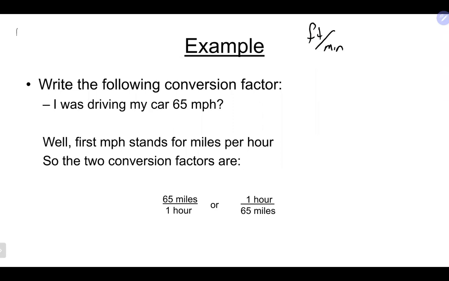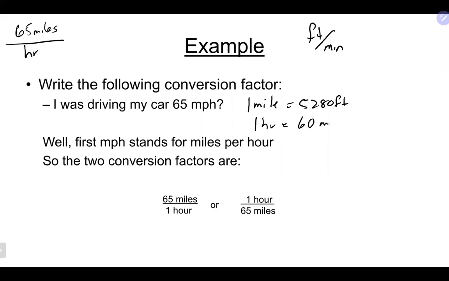So we're starting with 65 miles per hour. And it's basically 1 hour. So up on top, we need to change miles to feet. And we just saw a conversion that would allow us to do that. 1 mile is 5,280 feet. And we also need to convert the bottom from hours to minutes. And as we just talked about, 1 hour is 60 minutes.